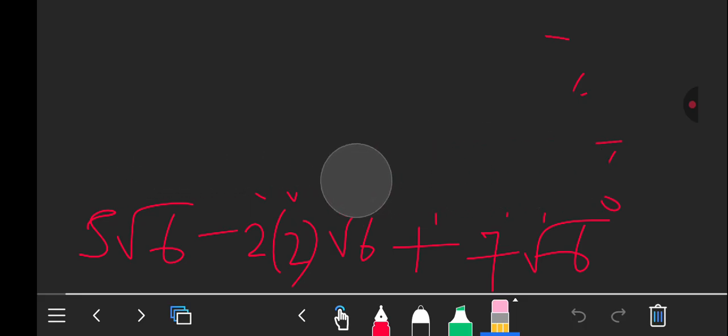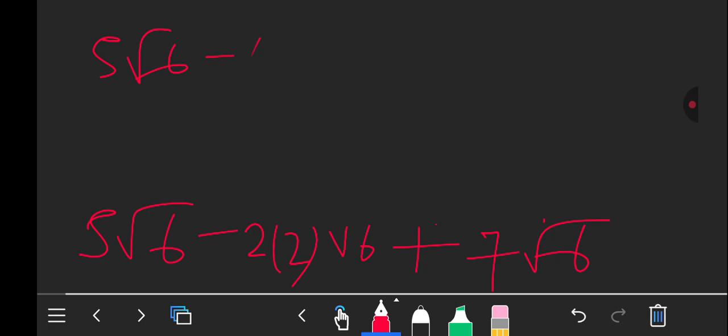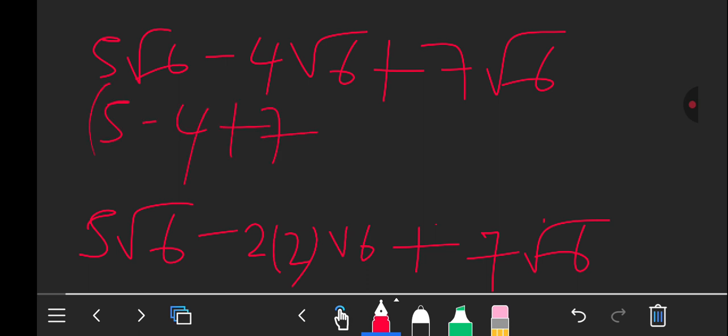Alright, so what am I going to have here? What we are going to have here is 5 square root of 6, minus 4 square root of 6, plus 7 square root of 6. So according to the laws of surds, I mentioned that law whereby you can group what is outside. You can say 5 minus 4 plus 7, then since the square root is just the same, square root of 6, you write square root of 6.